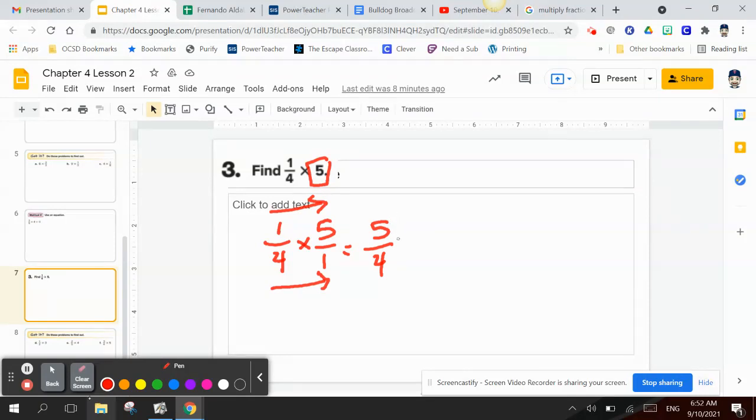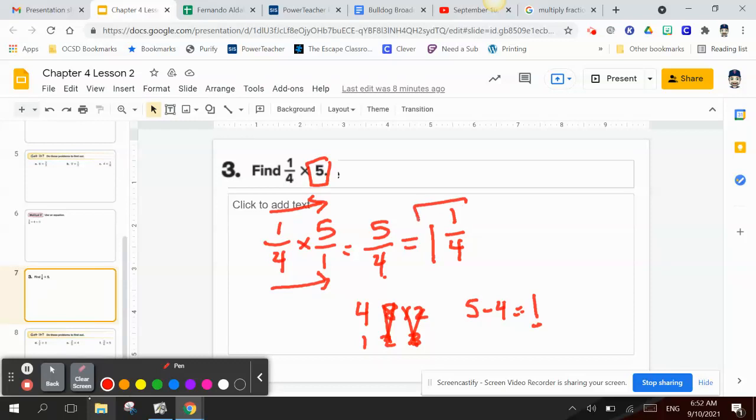So whenever I have a large number as my numerator, I want to make sure I divide. So how many 4s go into 5? Well, there's 4, there's 8, there's 12. Well, I know that 12 is way too much, and 8 is more than 5. So 4 goes into 5 one time. So I have 1 as my whole number. So then I have to subtract. What is 5 minus 4? That's 1. So 1 becomes my numerator of the fraction. And 4, because my 4 is my denominator, does not change.